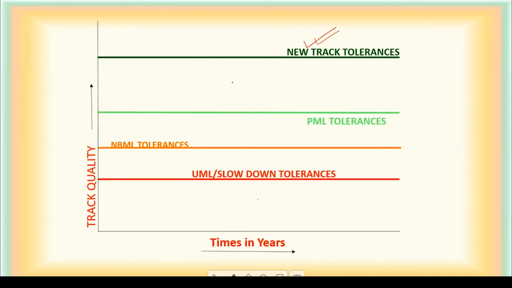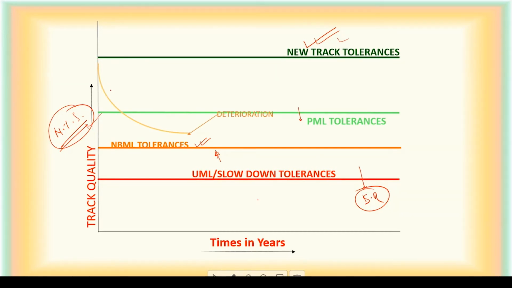In new track, the highest quality of new track, the quality for PML is at this level. This is not to scale. Again I am repeating, not to scale. This has been indicated just for your understanding. And these are NBML tolerances, below which we should give maintenance input immediately. If our track quality is below this, we need to plan maintenance input so that our track gets the desired input before reaching NBML. And if it is crossing these limits, then we have to impose caution order, speed restriction. Okay? So we lay our track to the best standard. We laid it at NTL.